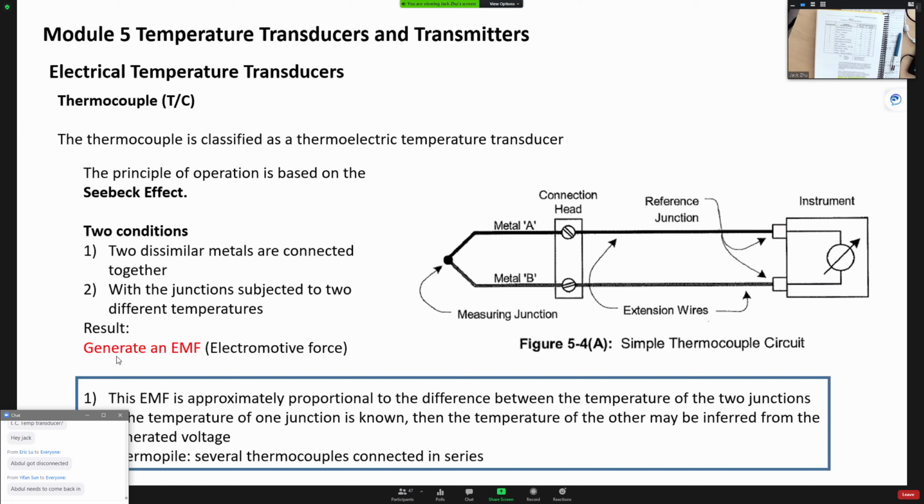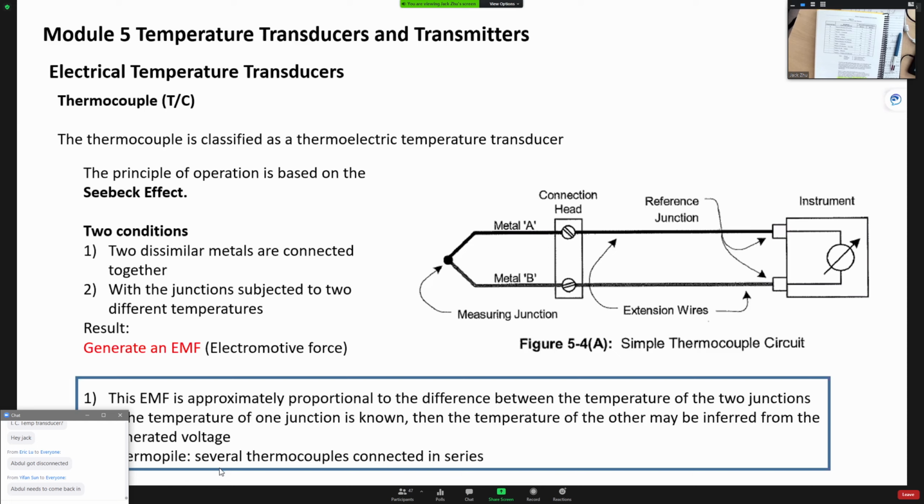The important thing for a thermocouple is that it generates a voltage, or an EMF. So the thermocouple is an active transducer. It will generate a voltage by itself. The generated voltage is proportional to the difference between the temperatures of the two junctions. You have a measurement junction and a reference junction, and the voltage depends on the temperature difference between these two. If the temperature of one junction is known, you can get the temperature of the other junction, either from the table or from calculation.